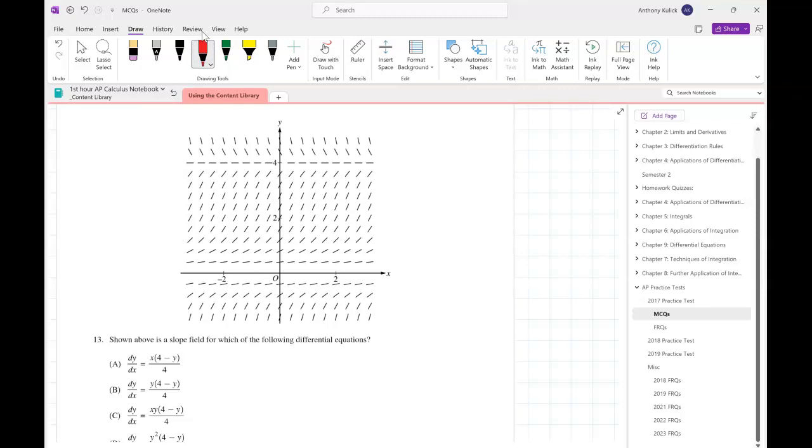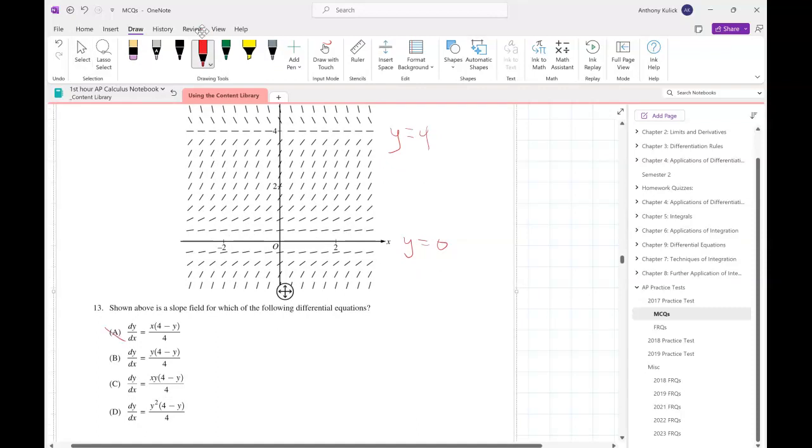So first thing I'm going to do is look for any stationary points, so any values where the slope is going to be 0. So I see that happens at y equals 4 and at y equals 0. But there's no place where there's an x stationary point, right? So immediately I can cross off A and C, because those would imply x equals 0 should be stationary, and I do not see that on my graph.